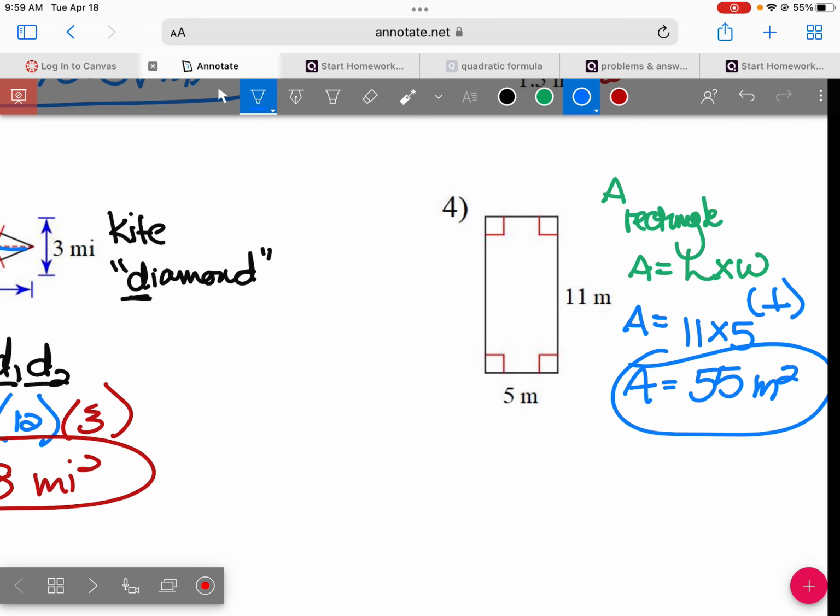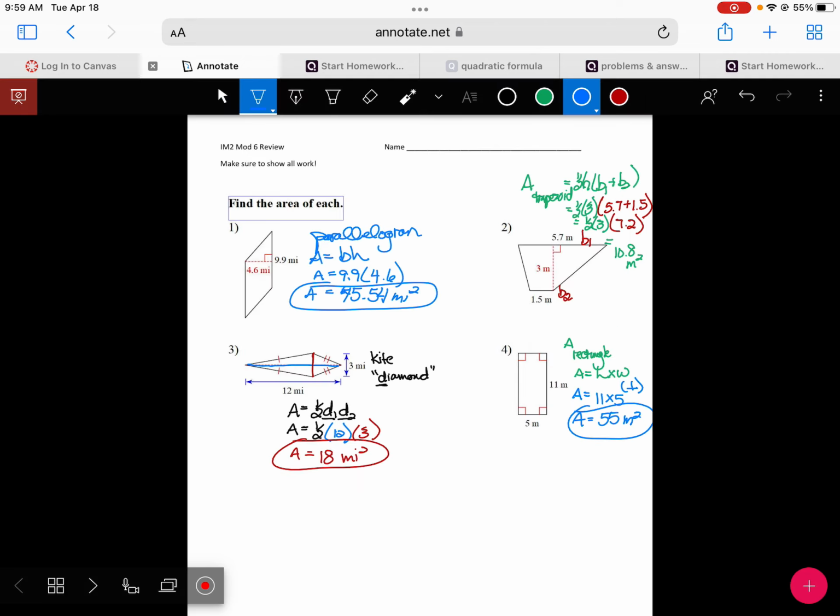Any questions about any of those 4? I am recording this. I also recorded the other 2. Marianne, are you with me? Got your sheet out?